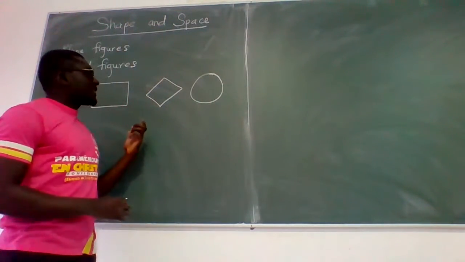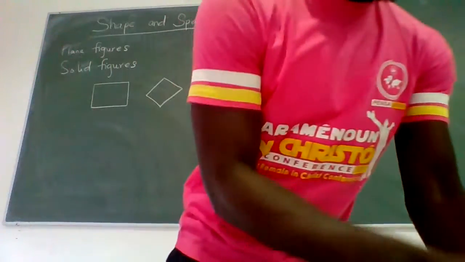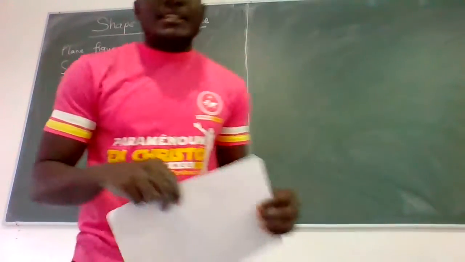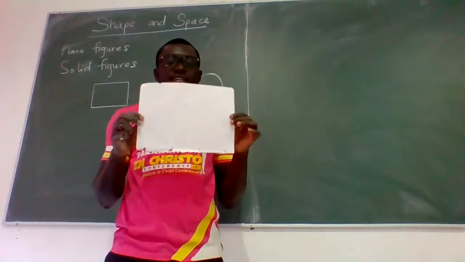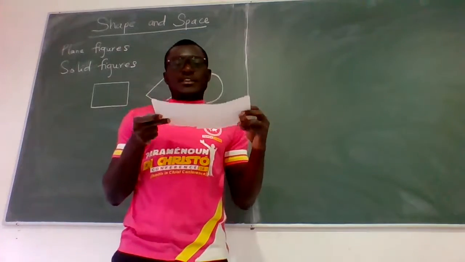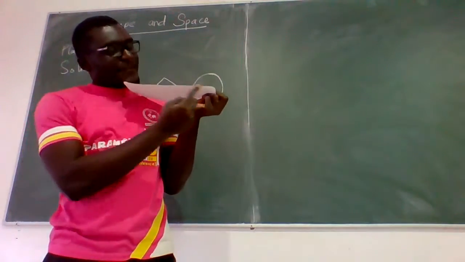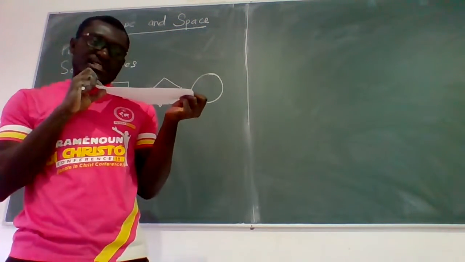So I want to give an example using a book. So if I have a notebook, let's say I pick this sheet out of my notebook. This is a plane figure. It's a plane figure because when I look at it this way, it's just a tiny sheet of paper. There is no thickness to it.